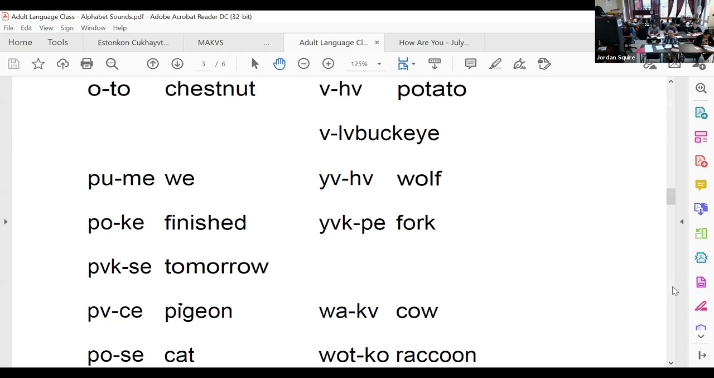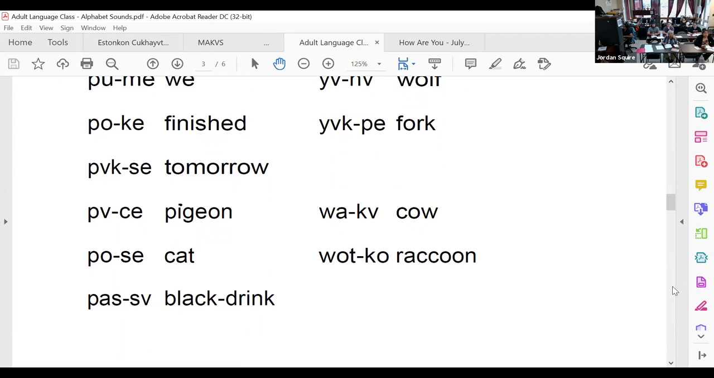Like this, okay? Cow. Raccoon. Wotko. I have a fellow Wotko in here.